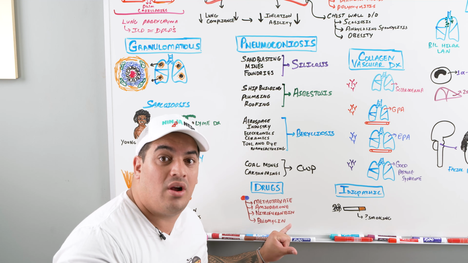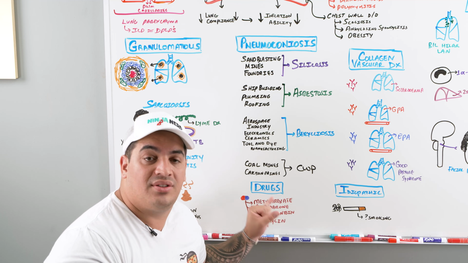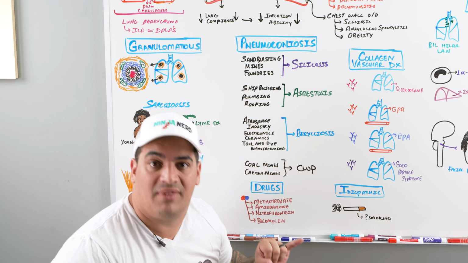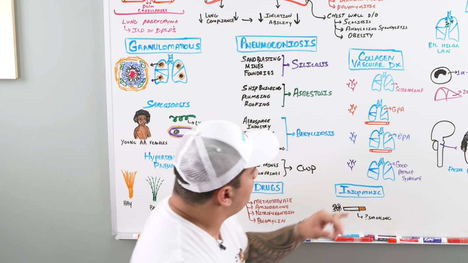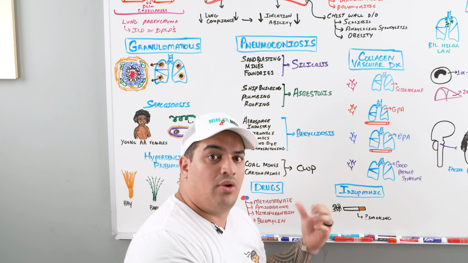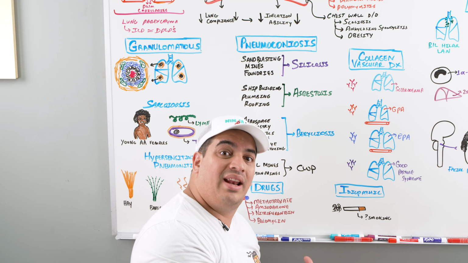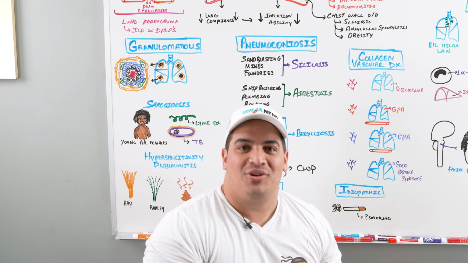So if they present these drugs in the clinical vignette, they could be the reason that the patient has developed a diffuse parenchymal lung disease, lots of fibrosis of their diffuse parenchymal tissue. So think about these. The next category, so we got granulomatous, we got pneumoconiosis, we got drugs, methotrexate, amiodarone, nitrofurantoin, and again, bleomycin. The next category is collagen vascular diseases.